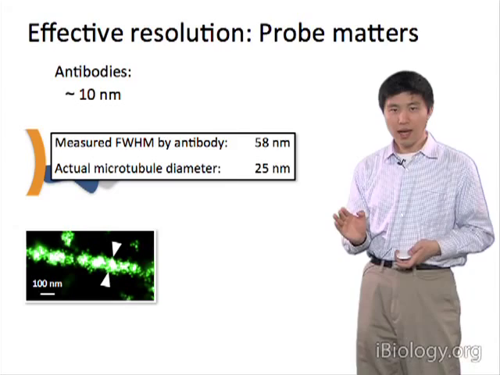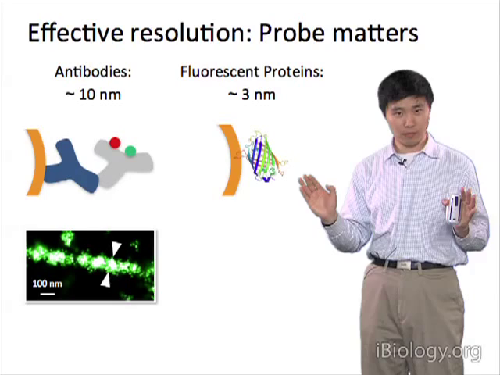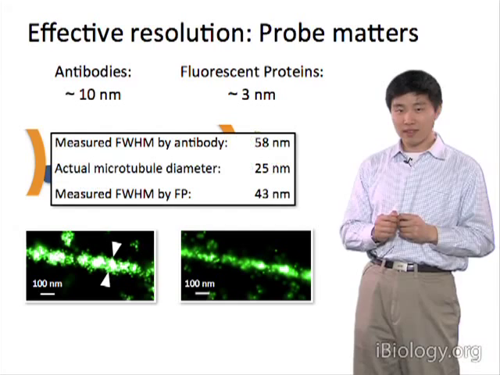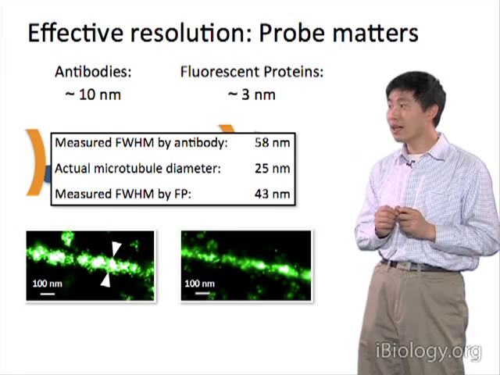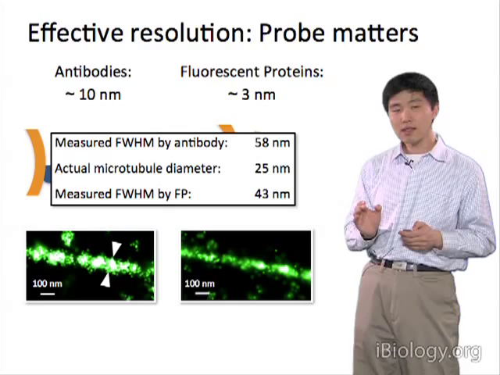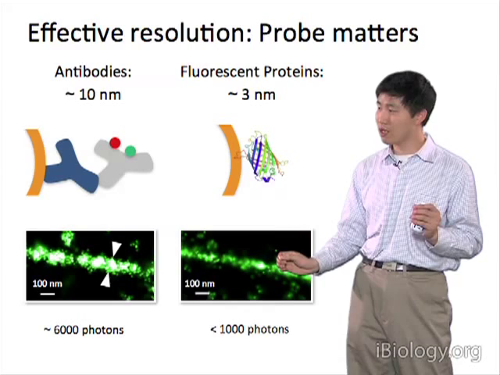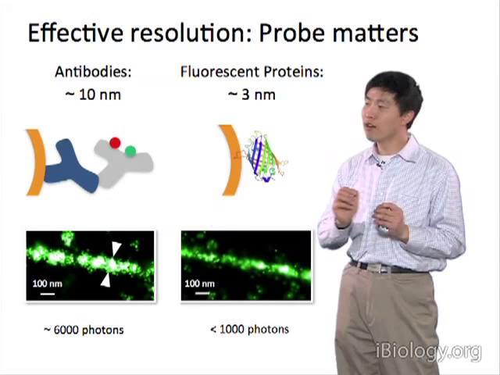As a comparison, if I use fluorescent proteins, that is a much smaller probe. And here, as I said, it's the microtubules at the same time labeled with fluorescent proteins. If we measure the width this time, it's 43 nanometers. It's definitely narrower compared to the antibody, because the size of the probe is much smaller. But the disadvantage of fluorescent proteins is that they give out far fewer photons, typically less than 1,000 photons per photo-activation event. So if you look at the images, the antibody-stained microtubules had a fairly sharp boundary, whereas the fluorescent protein image is a little bit blurry because the localization precision is not as good as antibody staining.